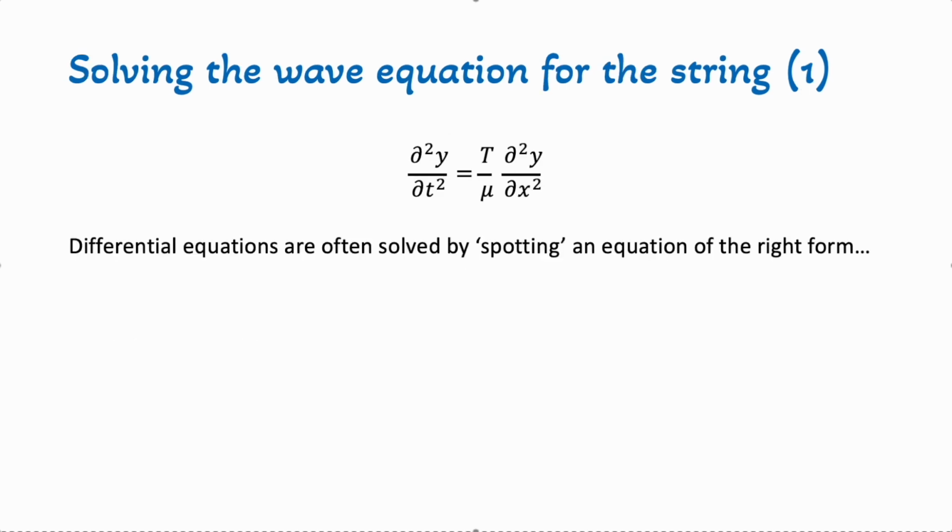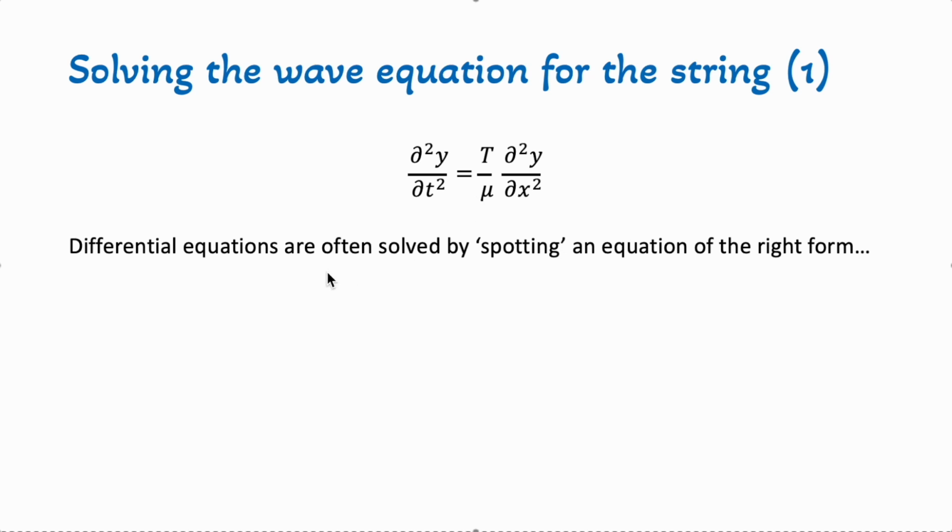Now that we've got our wave equation for the string, we want to solve it. The key to this is the similarity in how y depends on time and how y depends on x, that's the distance along the string. Because T over mu is a constant, we've got exactly the same thing on each side of the equation, except that on the right-hand side, it's multiplied by this constant.